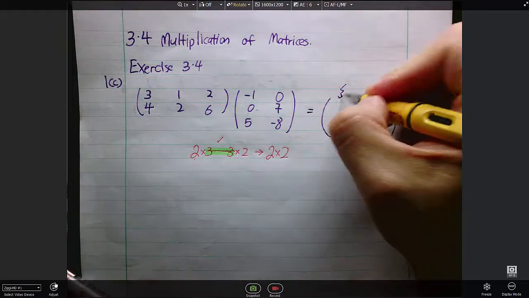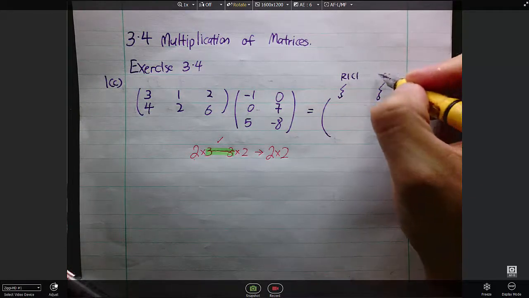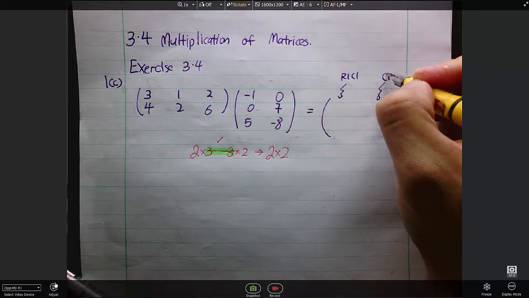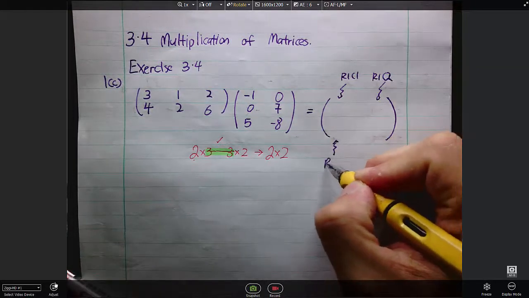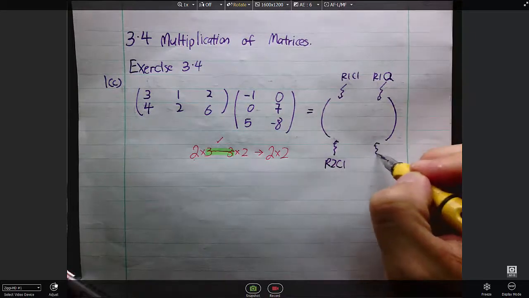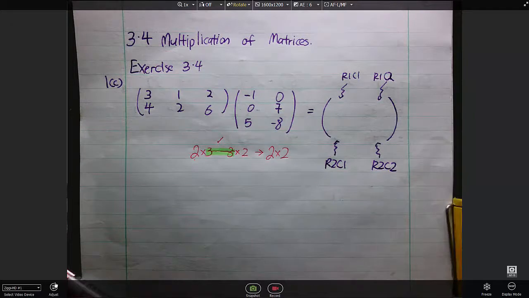Notice that this one here is row 1, column 1. This one is row 1, column 2. This one here is row 2, column 1. This one here is row 2, column 2. Now when we multiply, we employ something called run and dive.